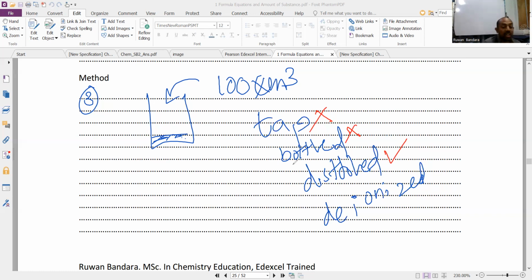Deionized water and the difference between distilled water and deionized water is that deionized water has no ions. If you drink deionized water, you can't survive. But you can drink distilled water and you can survive, because distilled water contains dissolved ions.